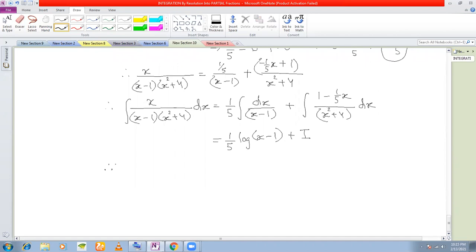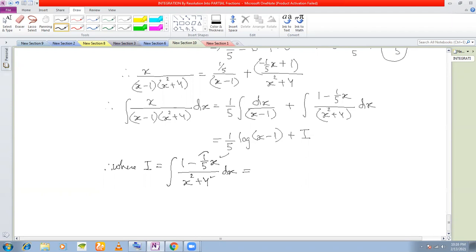Therefore, I is equal to the integral of (1 minus 1/5 x) divided by (x square plus 4) dx. Now, remember I told you, whenever the numerator is one degree lesser than the denominator, you try to express the numerator as the derivative of the denominator. What is the derivative of the denominator? If you differentiate the denominator, you get 2x, right?